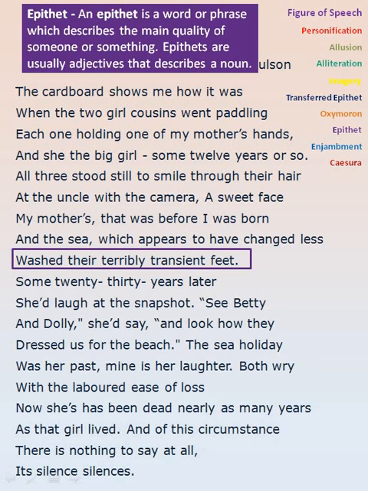So here again, coming back to the same line, "washed their terribly transient feet." Here, terribly is not used as an adverb. In fact, here it is an adjective, and terribly refers to transient feet together. Terribly is also an adjective, not an adverb here, which qualifies the transient feet, and the quality doesn't transfer to any other noun here. Hence, it is epithet.